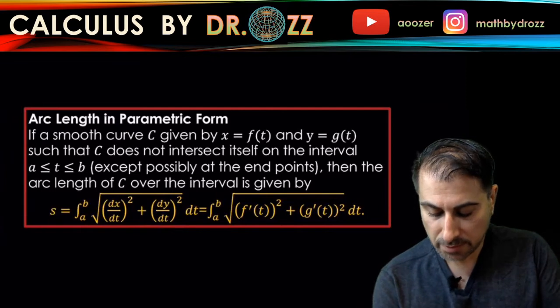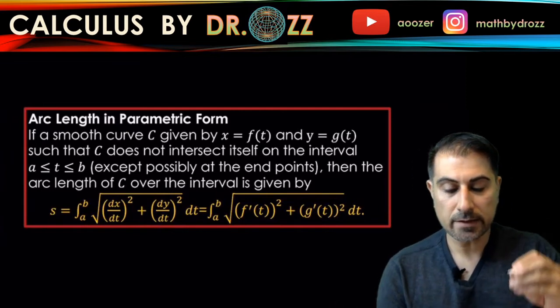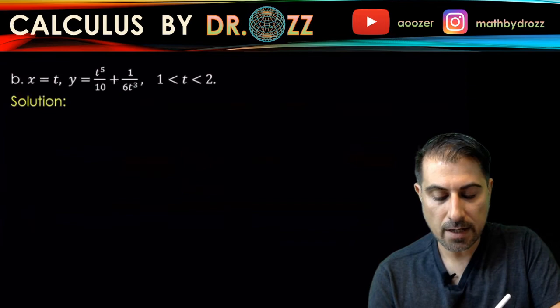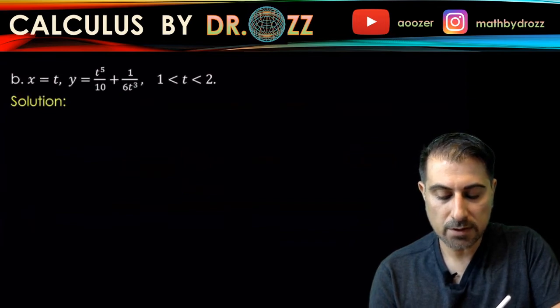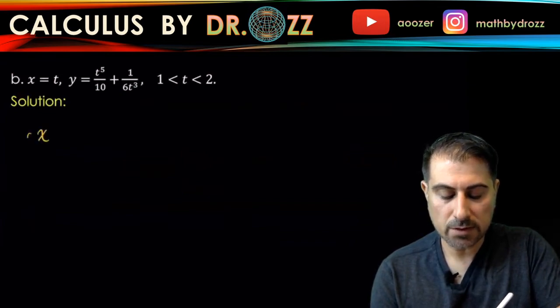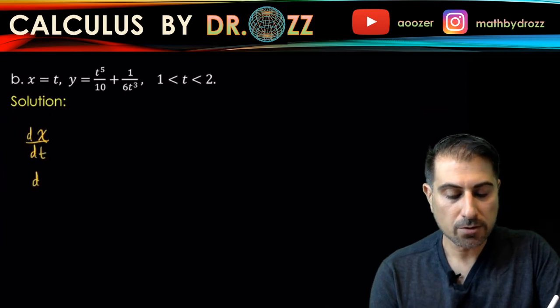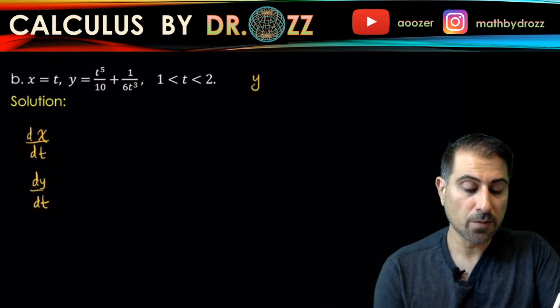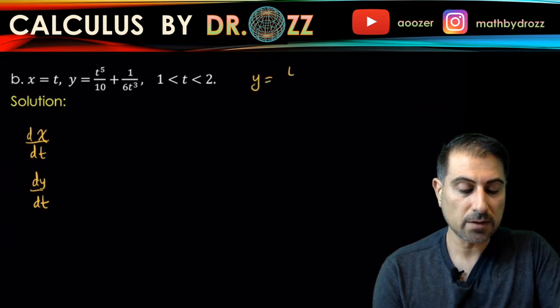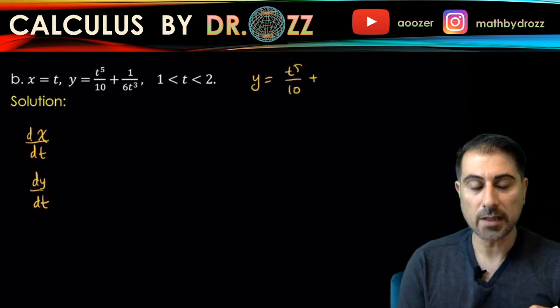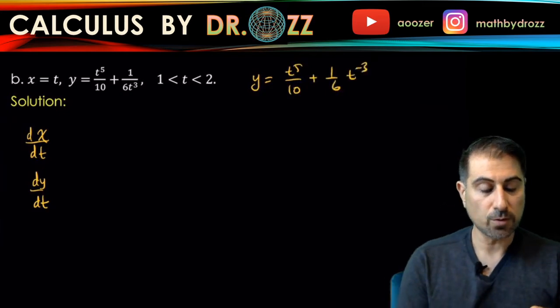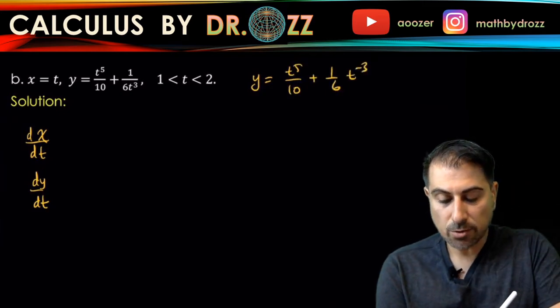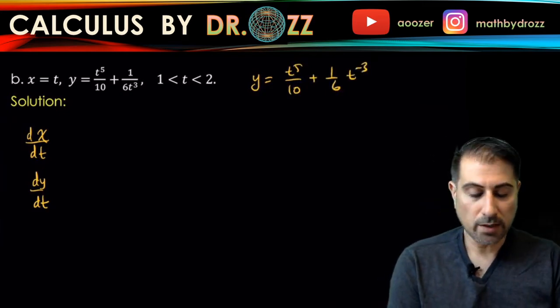So what I'm going to do next is find dx over dt and dy over dt. But first of all, before I start, I should put this in power form. So this is 1 over 6 t to the minus 3, so that I can use the power rule for differentiation for y. So dx over dt is just 1.